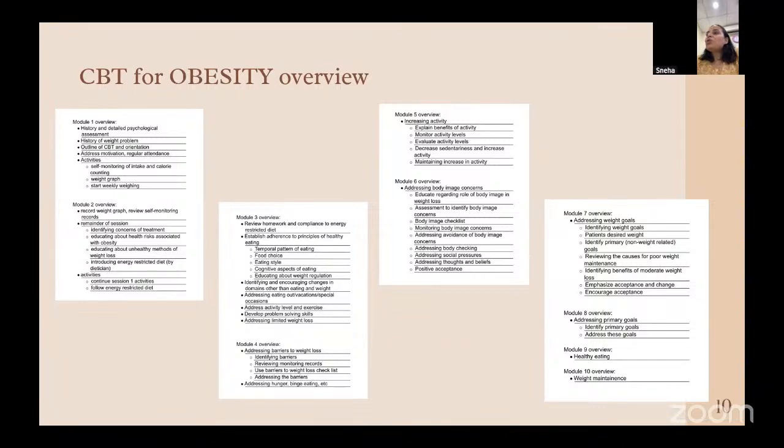So we have to explore these primary goals. For children, it can be looks, it can be relationship issues, it can be fitting in with peer groups, or being able to wear a lot of clothes. So all this becomes very important. Maybe weight is just a part of it. Maybe there is a very big reason behind losing weight. So we need to identify those and help them cope with such issues as well.